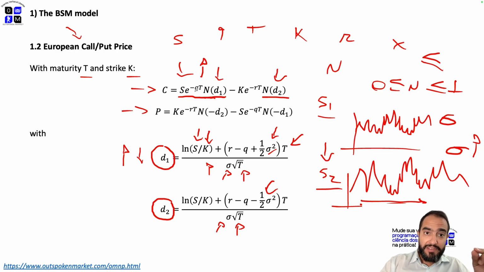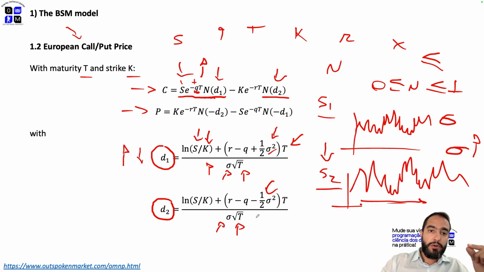If D1 goes up, that component over here is also going to be up. Because if the dividends are eventually 0, then that component over here will become 1, and then I have the stock price multiplied by ND1. If ND1 goes up, that 1 being constant, we also have an increase in the call option price.